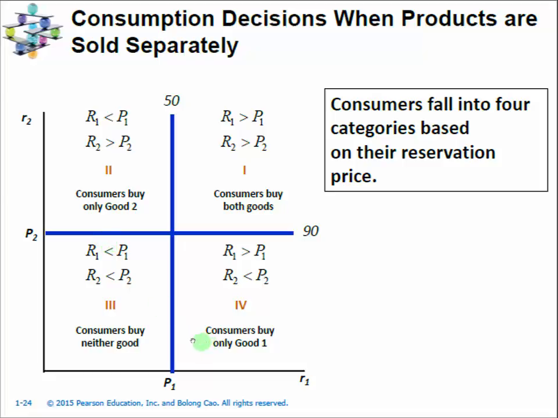Then let's think about consumers with a reservation price that's lower than both price 1, the $50 for the spreadsheet, and price 2 for the word processor. So this is to say a consumer with a reservation price for the word processor of $60 and for the spreadsheet of $30. The consumer looks at the two price tags, says, oh, this is too expensive for me, and decides not to buy either of them.